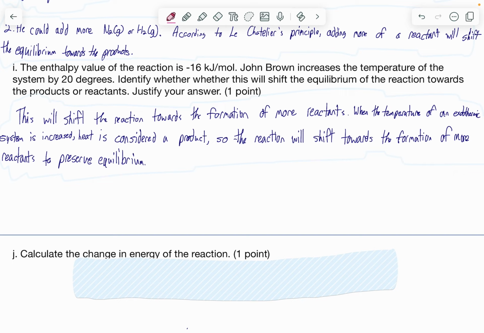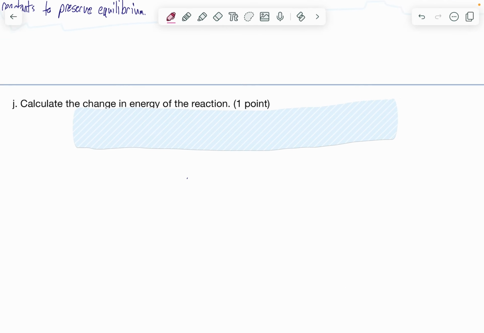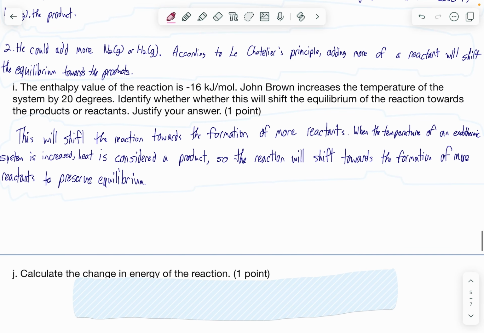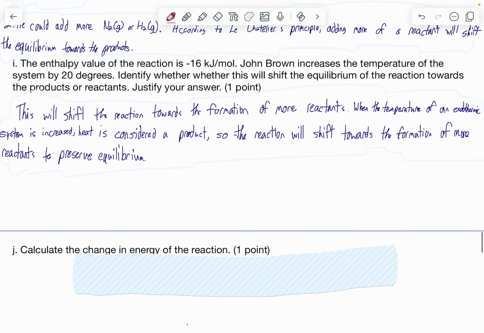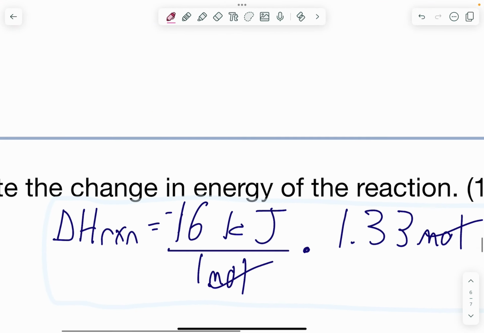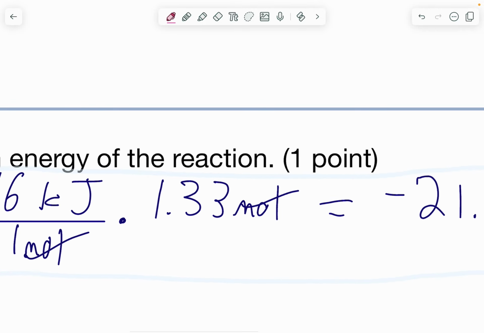Finally, the last question: calculate the change in energy of this reaction. There's no specific heat value given. That's because we have the enthalpy value of the reaction, the delta H of reaction. We have the number of moles, and that's all we need. We have the number of kilojoules per mole that this reaction will release. We have the number of moles, that is 1.33.